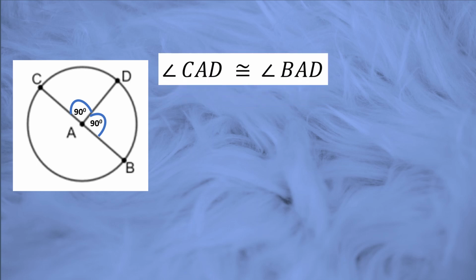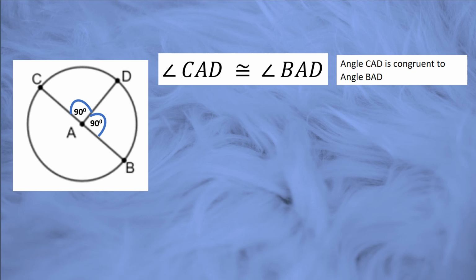Okay, so in the figure, you can see here central angle CAD, and suppose that angle CAD is equal to 90 degrees. Based on the theorem, its corresponding angle is angle BAD, which is also 90 degrees because they are central angles. In short, angle CAD is congruent to angle BAD.